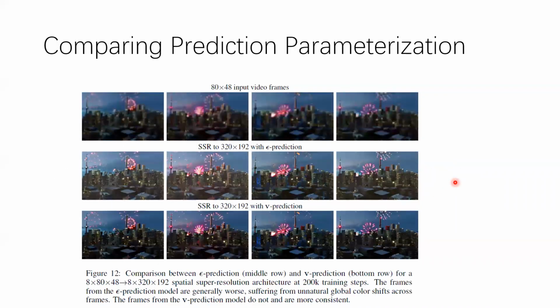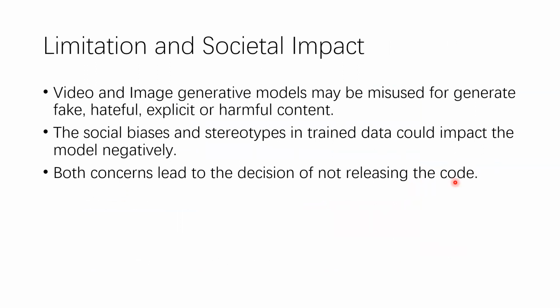Yeah, so that's basically all about the image and video model. And I was talking about how they didn't release their code or any API because they worry that the video and image generative models may be misused for generating fake, hateful, explicit, or harmful content.